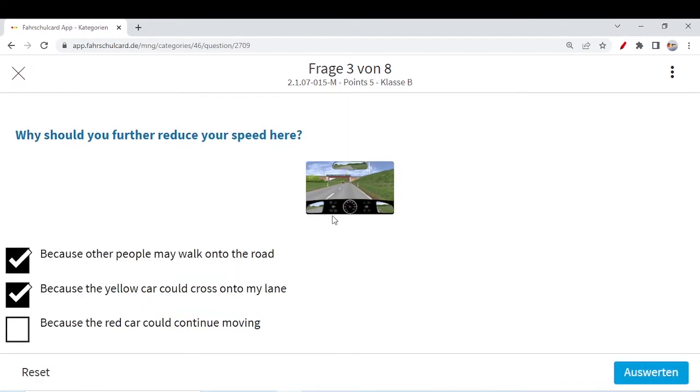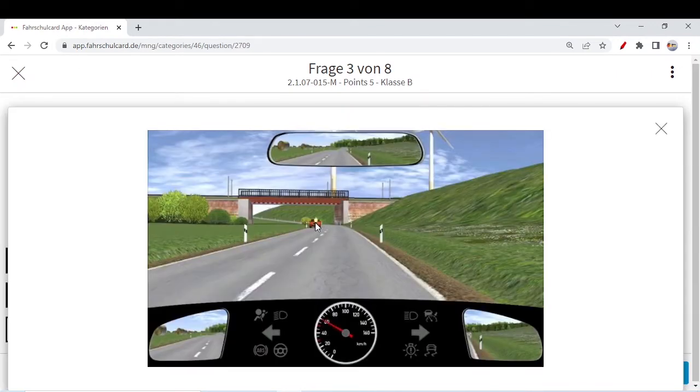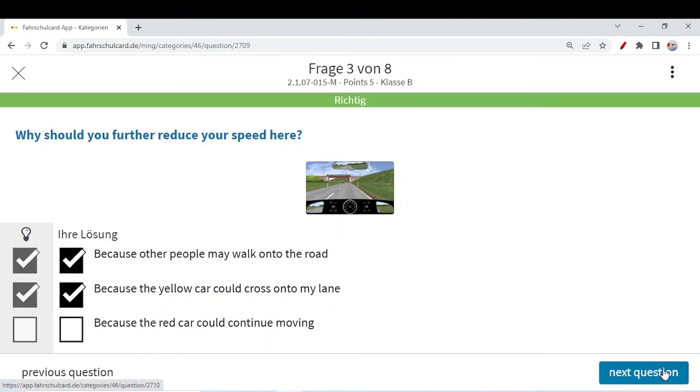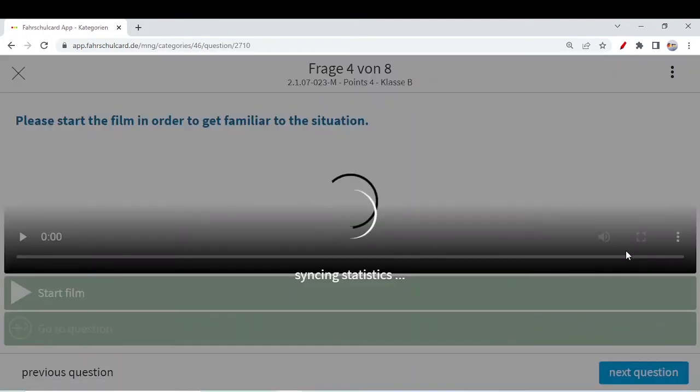Because could the red car continue moving? No, the red car is broken down or has some technical problem, no chance at all to continue the journey, because the driver is already looking into the bonnet to find some solution. So the third option is anyhow not correct. The first two options are correct.